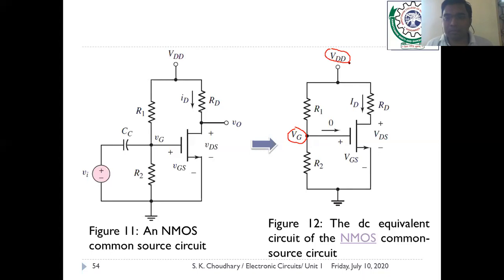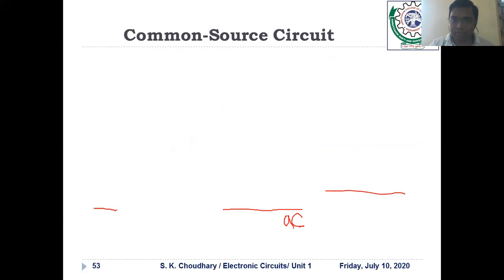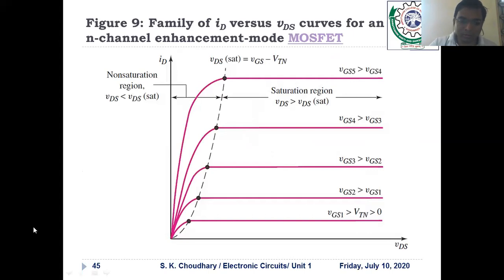Can anyone have any idea what the desired region of operation is in this case? First of all, you have to know the regions where the MOSFET actually works. We discussed this yesterday. I showed you two regions. I will go back to that particular slide. This is very important. I discussed two regions a little bit, but one region I missed out.